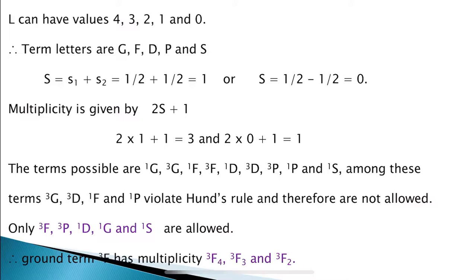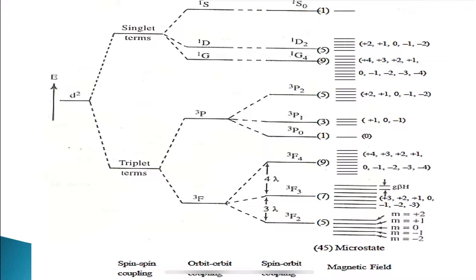Due to spin-orbit coupling, we have multiplicity states, which are arrived at as follows. For the F term, L is equal to 3. Therefore the possible J values are L plus 1, L, and L minus 1, that is 3 plus 1 equals 4, 3, and 3 minus 1 equals 2. So the ground term 3F has the states 3F4, 3F3 and 3F2. By this we can understand that 3F2 has the lowest energy and 3F4 has the highest energy.